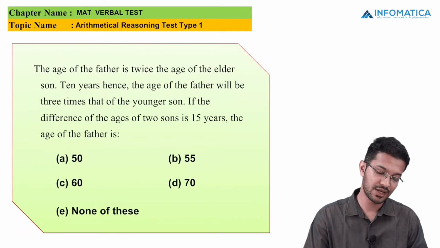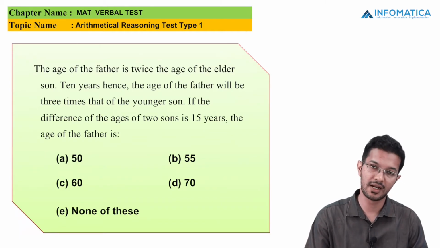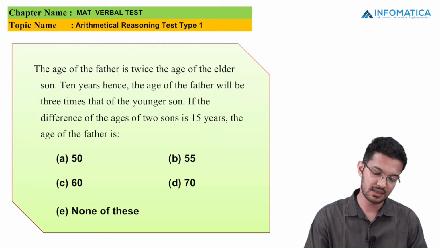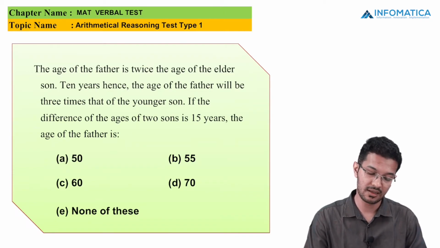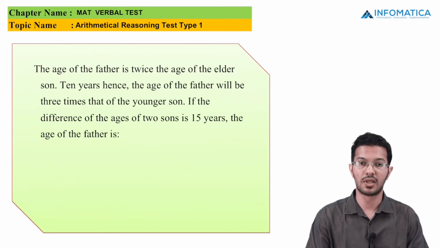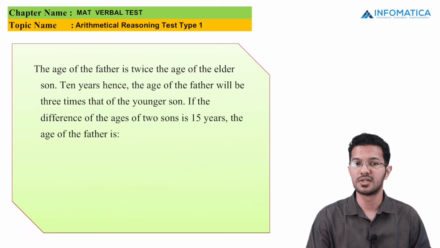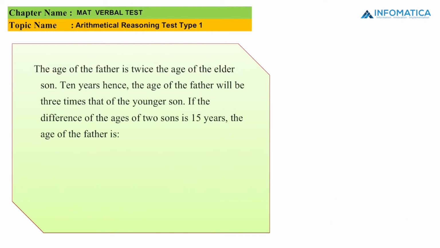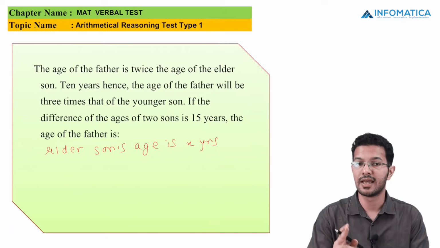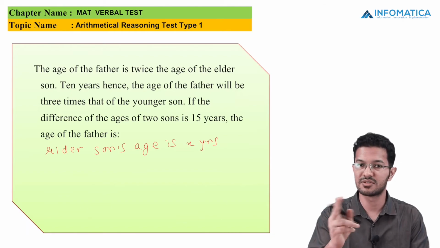It says that the age of the father is twice the age of the elder son. 10 years hence, the age of the father will be 3 times that of the younger son. If the difference of the ages of two sons is 15 years, then the age of the father is what? So now let us go for the solution. So students, I will assume the age of the elder son to be x years. Then the age of the younger son will be x minus 15 years.